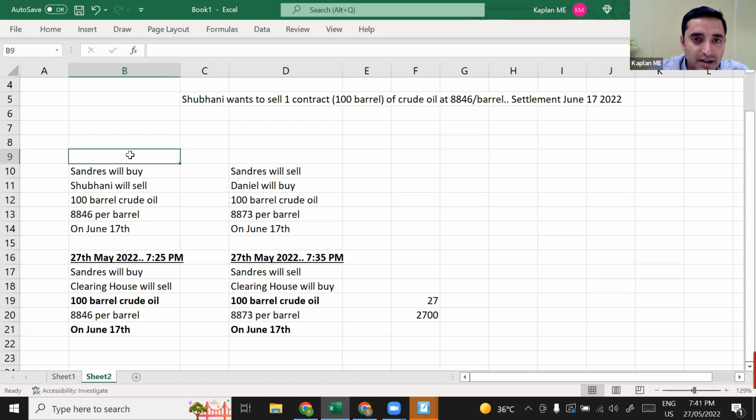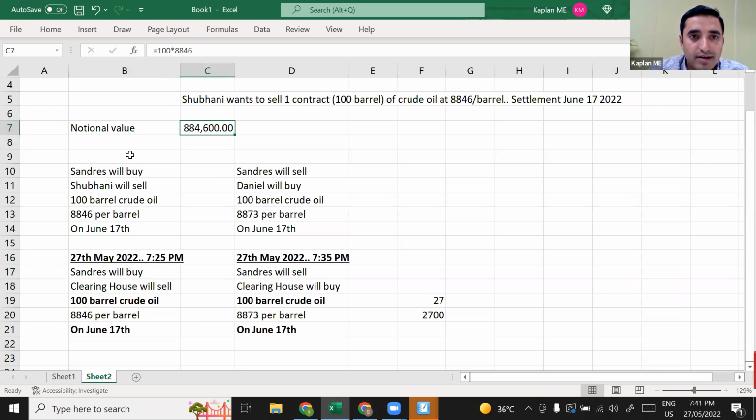So in that case, remember when you entered, let's say from Sandres's perspective, you said that you will buy 100 barrel at 8846. So what is the notional value? Notional value is 100 into 8846, which will give you 884,600. 10% of this is something that you have to deposit as margin. Imagine if the margin is 10%. Clear? So this is basically how the margin part of it works.